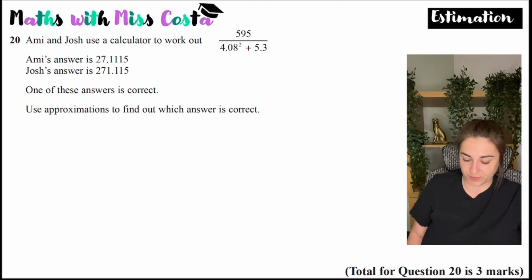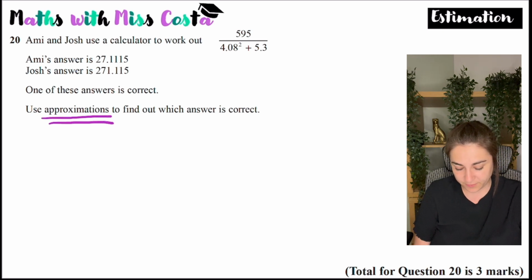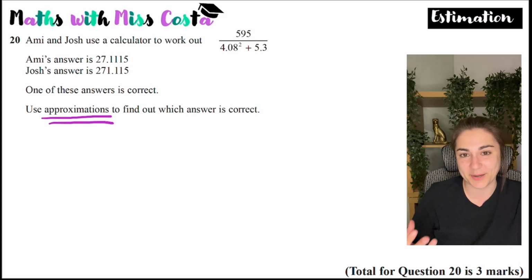Amy and Josh use a calculator to work out 595 divided by 4.08 squared plus 5.3. Amy's answer is 27.1115. Josh's answer is 271.115. One of these answers is correct. Use approximations to find out which answer is correct. So it's always really good to actually just estimate what the answer to your calculation would be, because sometimes you enter things wrong into the calculator and it tells you the wrong thing.